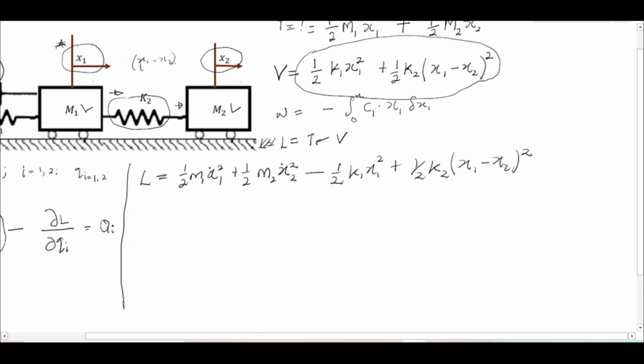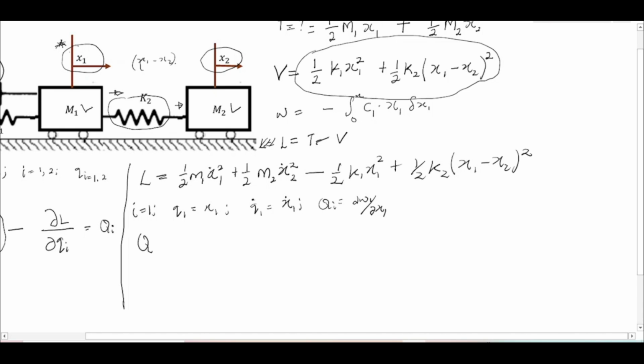Once L is gotten, we may begin to look for the different equations of motion, considering each of the generalized coordinates. So we are taking our first generalized coordinate, that's for i equal to 1. We have that q1 is equal to x1, and q1 dot is equal to x1 dot. And of course, we are going to look for the generalized force, which is equal to the W1 over x1. Let's quickly find our generalized force first.